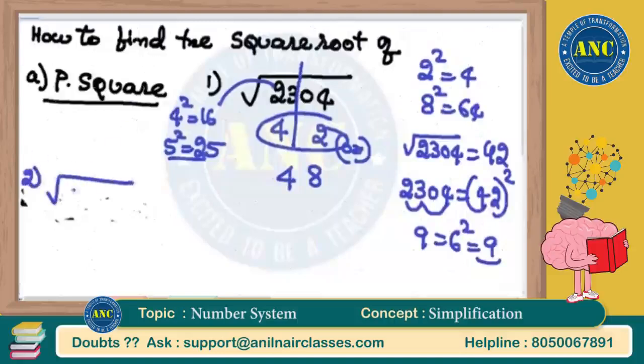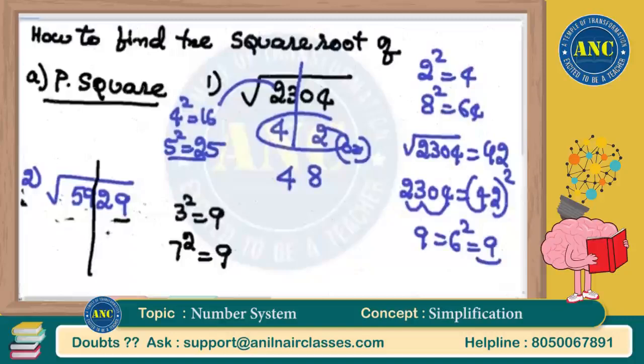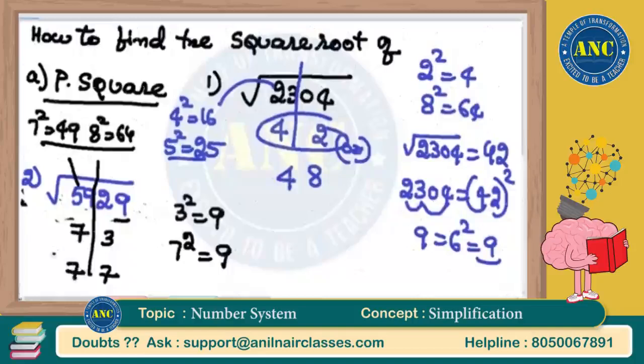Second one, root of 5929. Step number one, start from the rightmost, keep a slash after two digits. If I keep a slash after two digits, 9. 9 means which all numbers? 3 square 9 and 7 square 49. So answer will be either 3 or 7. 59 will be 7 square 49 and 8 square is 64. Take the smallest number, 73 or 77. Here, if your digital sum is not matching, please see it.